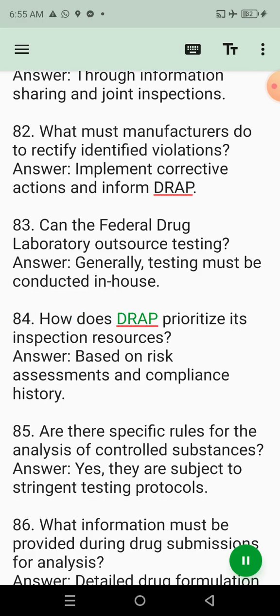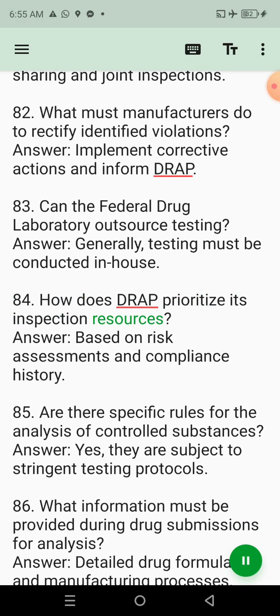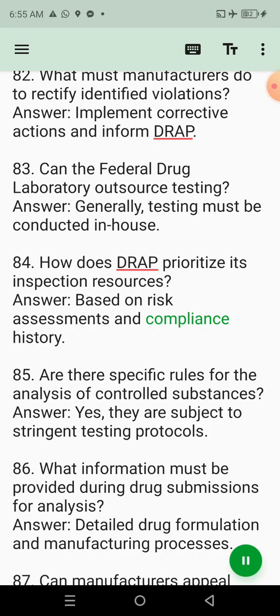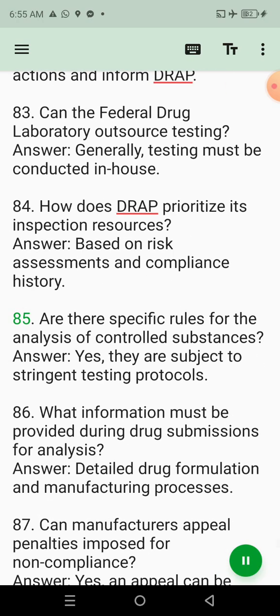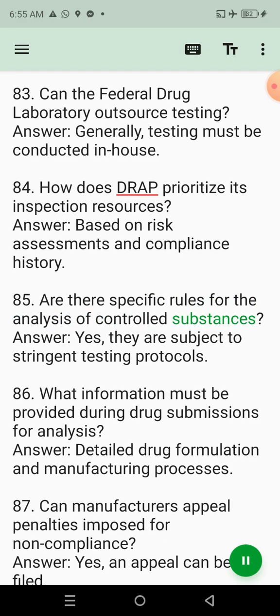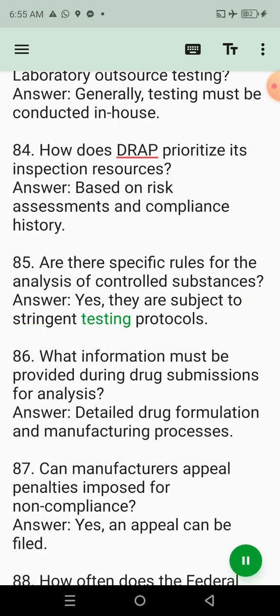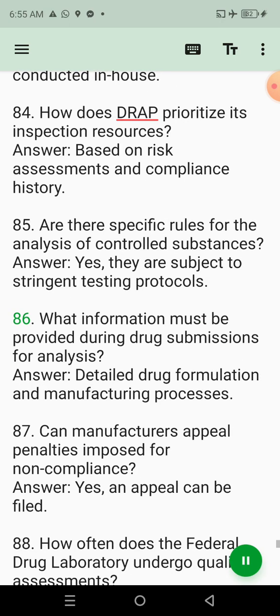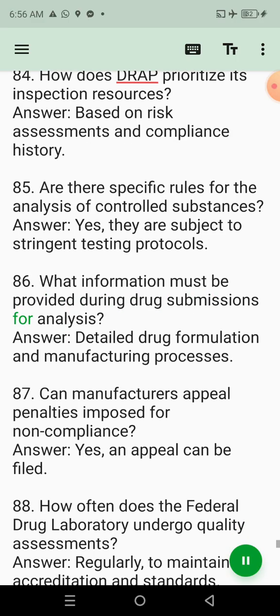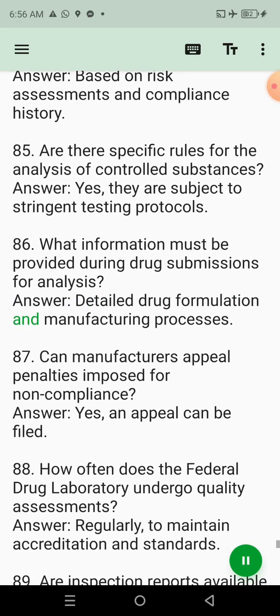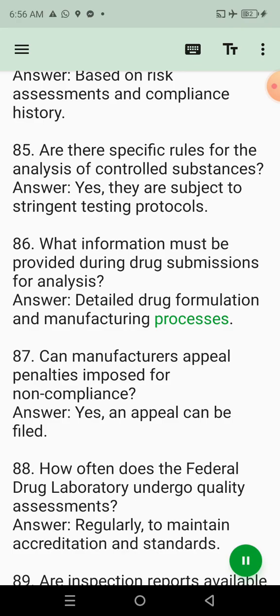84. How does DRAP prioritize its inspection resources? Answer: based on risk assessments and compliance history. 85. Are there specific rules for the analysis of controlled substances? Answer: yes, they are subject to stringent testing protocols. 86. What information must be provided during drug submissions for analysis? Answer: detailed drug formulation and manufacturing processes.